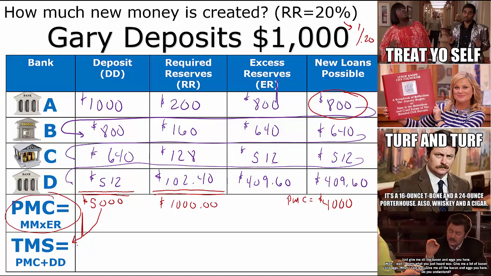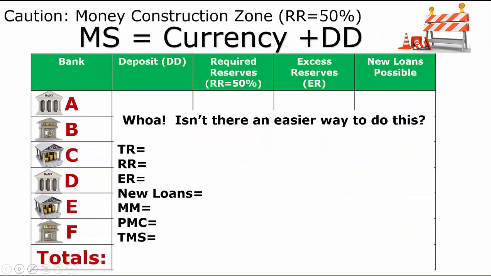Now it's very unlikely that this much money would actually be created, because a lot of people hold those loans as cash. Not everybody puts all their money in the bank. Not all the banks loan out all of their excess reserves. So this is the potential money created. That's what is meant by all of that. Now, this is probably still confusing, so we're going to do some more examples.